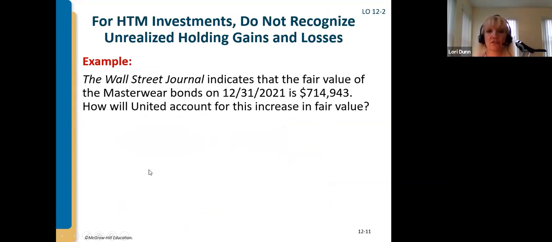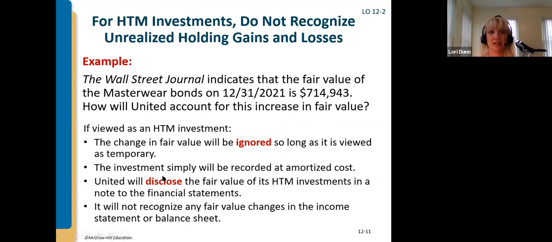So the Wall Street Journal indicates that the fair value of the Masterware bonds on December 31st is $714,943. How will United account for this increase in fair value? If it's a held to maturity category, nothing. It's ignored. We report it at its current carrying value. Now we'll disclose the fair value in the notes to the financial statements, but how does it impact our income statement or balance sheet? Not at all.